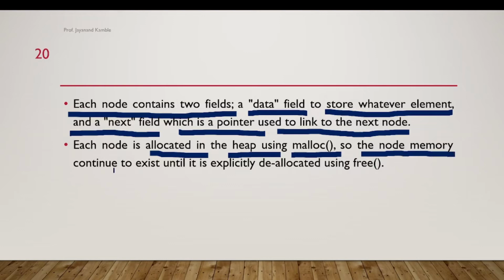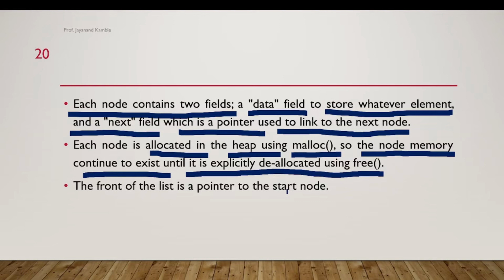The node memory continues to exist until it is explicitly deallocated using free. Heap memory persists even after the end of the program. So if we want to reclaim that used memory, we have to use the free function. We have seen malloc and free functions in the last lecture itself. So we explicitly have to use free so that the memory allocated to that node is released and can be used for other purposes.